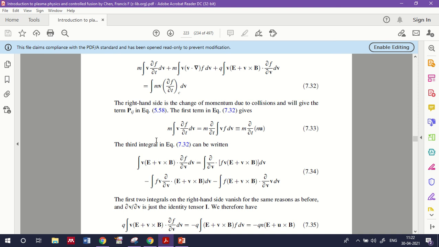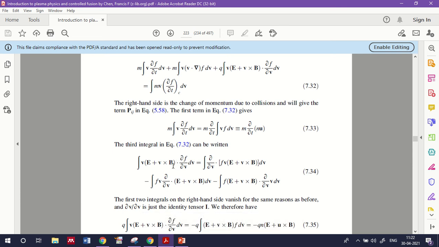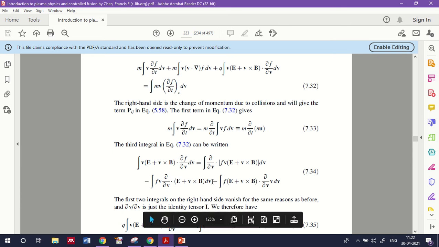Now if you expand this equation, it takes the form: integral dou by dou v dot f v e plus v cross b dv, minus integral f v dou by dou v e plus v cross b dv, minus integral f into e plus v cross b dot dou by dou v dv. So this is the expansion of the equation with the integral.